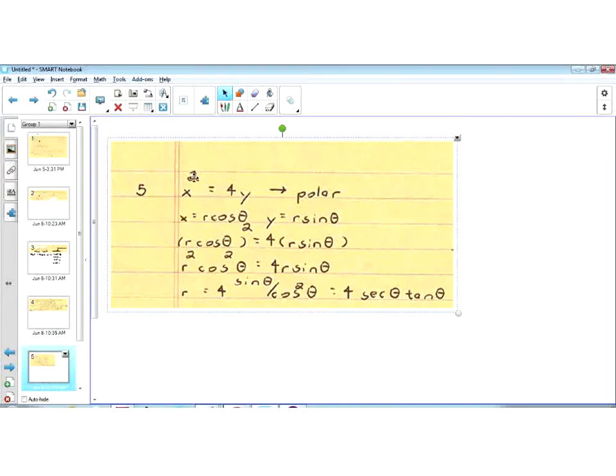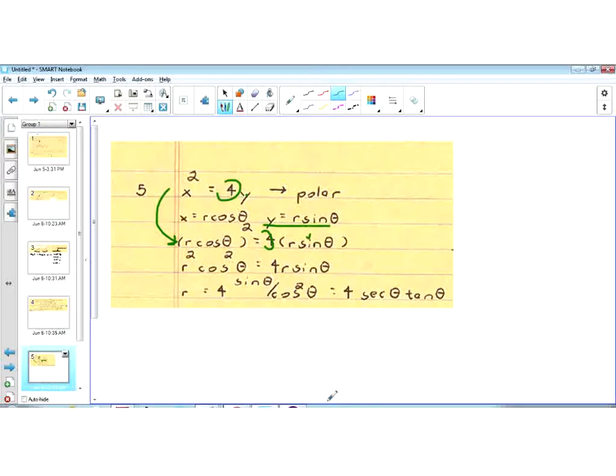In this case, I'm given a rectangular equation, x squared is equal to 4y, which is basically a parabola opening up. We want to convert this equation into polar coordinates, or a polar form of the equation. All we have to do is replace x with r cosine theta and y with r sine theta. So we'll have r cosine theta quantity squared equal to 4 times y, which is r sine theta. Then, squaring, we have r squared cosine squared theta is equal to 4r sine theta.